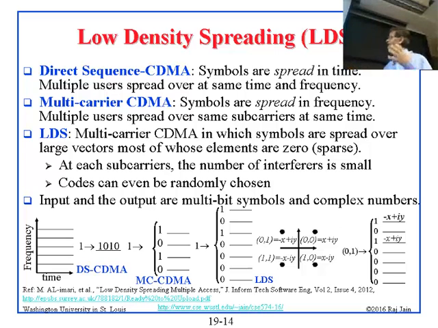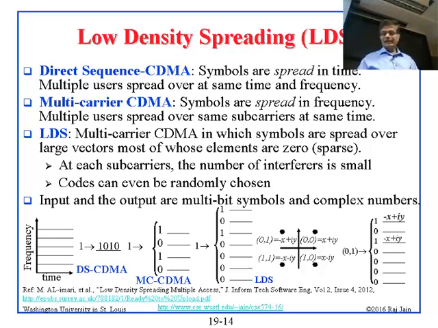So that is LDS. In LDS, they said, okay, we'll take a large number of subcarriers and then randomly select a code. Very little chance that two of us will select the same code. And basically most of the code will be 0 anyway. That's why I call it sparse, because the number of ones is very sparse.